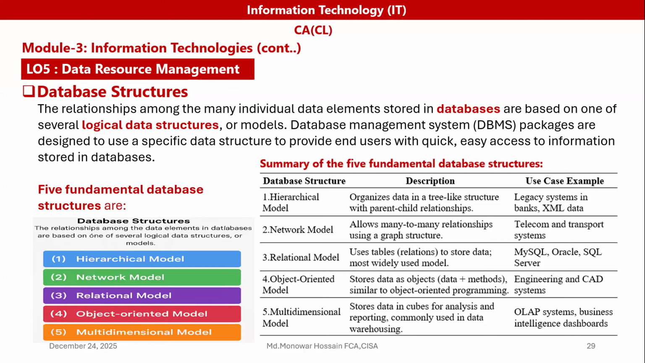And the network model allows many-to-many relationships using a graphic structure. The relational model uses tables (relations) to store data, and is the most widely used model. An object-oriented model stores data as objects, data plus methods, similar to object-oriented programming. And the multi-dimensional model stores data in cubes for analysis and reporting, commonly used in data warehouses.